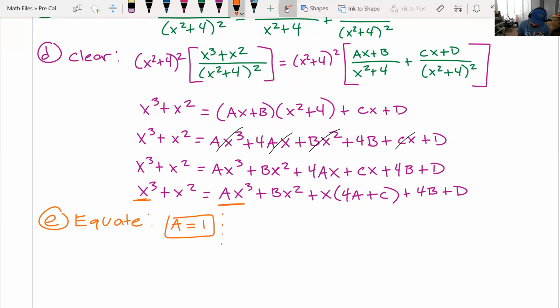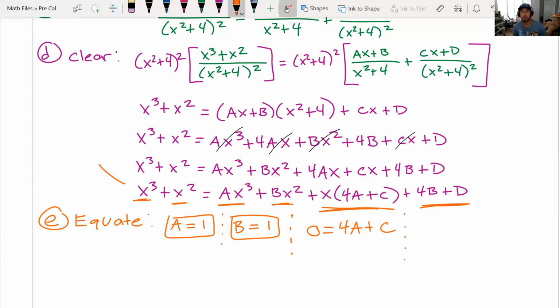Hey, easy, right? And then you've got an x squared here and a bx squared there. Equate the coefficients and b equals 1. Oh man, looking good. We have an x here, but no x by itself over there. So once again, what represents nothing? You would put a 0. So 0 would equal 4a plus c. And last one, constants over here. No constant shown over there. And what number represents nothing again? 0.